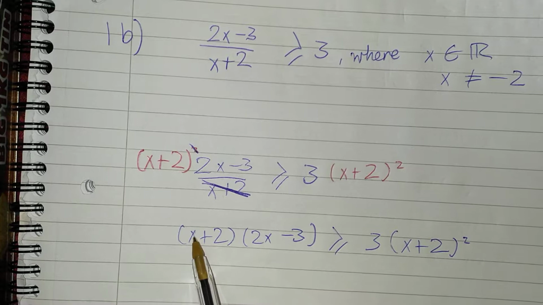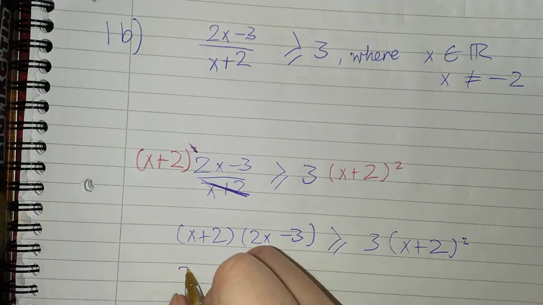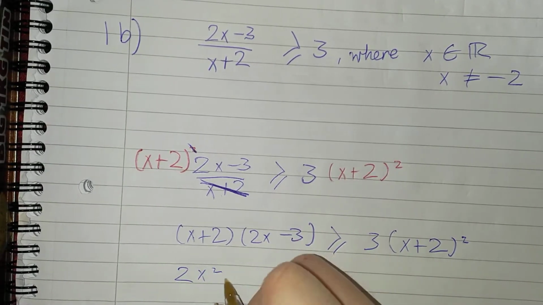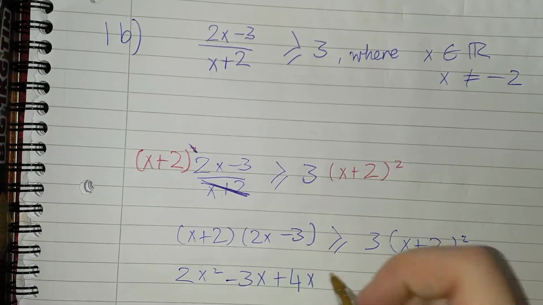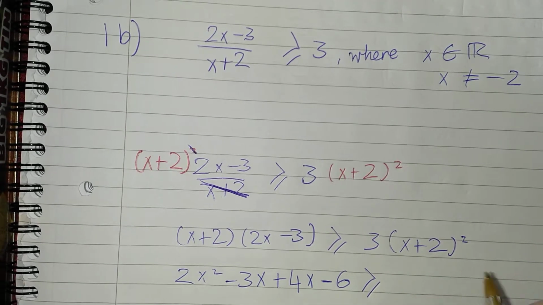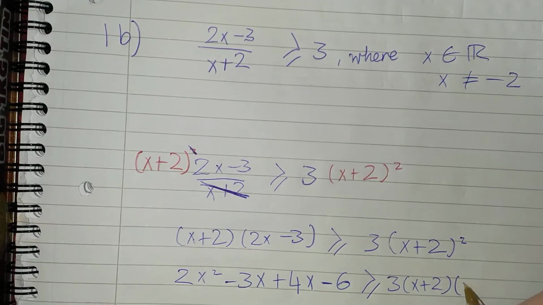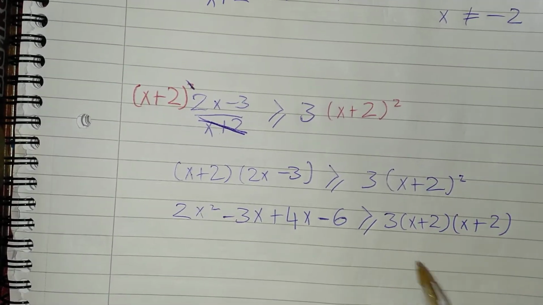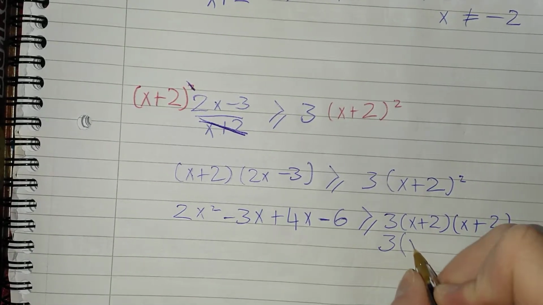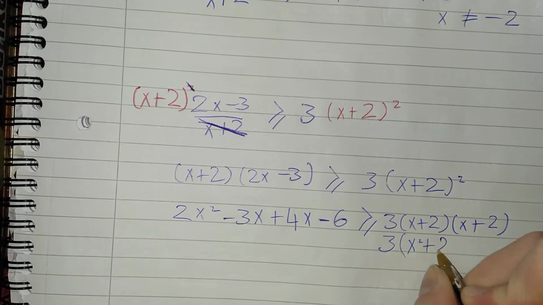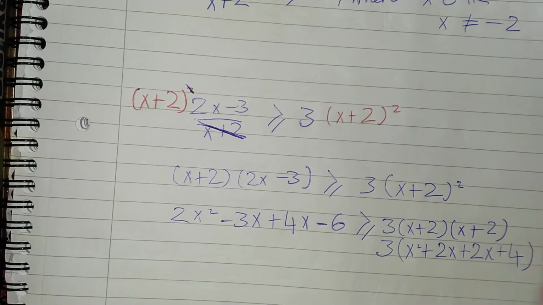So for this, I'm going to multiply x by this, and x by that, and 2 by this, and 2 by that. So x by 2x gives me 2x squared, x by minus 3 gives me minus 3x, 2 by 2x gives me 4x, and 2 by minus 3 gives me minus 6. And then with x plus 2 squared, I'm going to have to multiply out x plus 2 by another x plus 2. So I'll leave my 3 outside for the moment. So x by x gives me x squared, x by 2 gives me 2x, 2 by x gives me 2x, and 2 by 2 gives me 4.